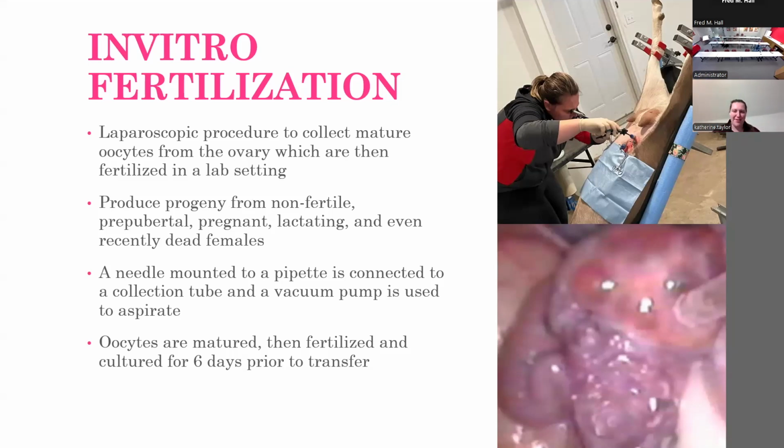Those are our mature follicles. So on this doe in the bottom right, she's got approximately 20 follicles between the side that you can see on the front and the back side, and that's just one ovary. Those oocytes are then matured for 24 hours. They're then fertilized in a petri dish and cultured for 6 days prior to transfer. So on average, with in vitro fertilization, we get about 5.5 embryos per donor.